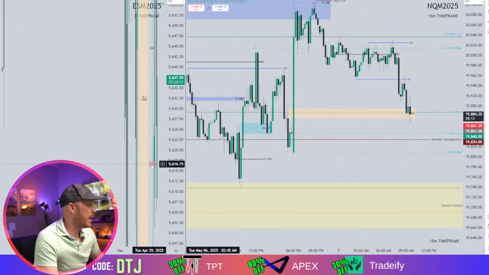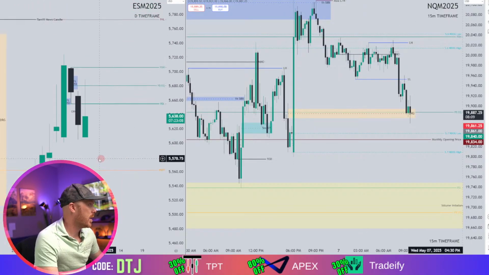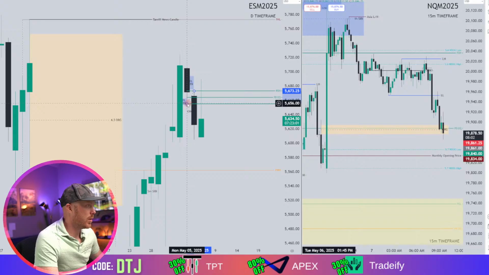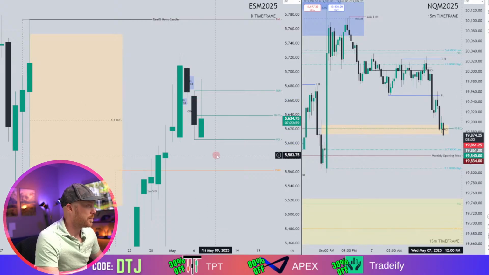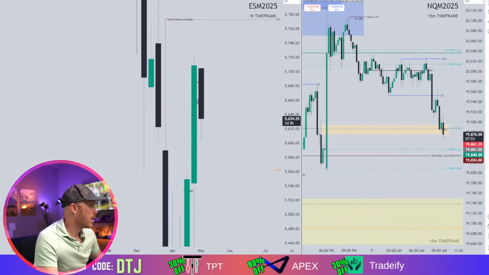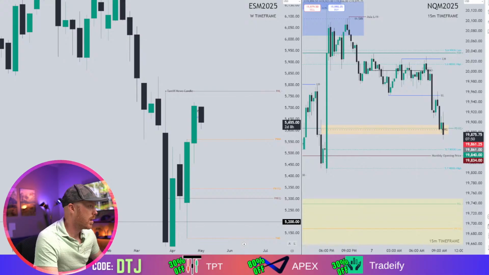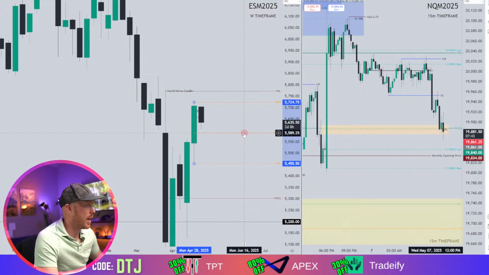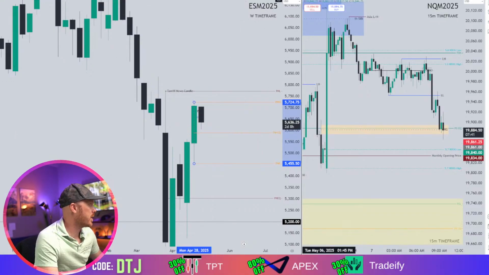Okay, let's go ahead and overlay ES here. And let's mark our highs and lows for ES. I do like the midpoint of the previous week's range. I like that as a draw.